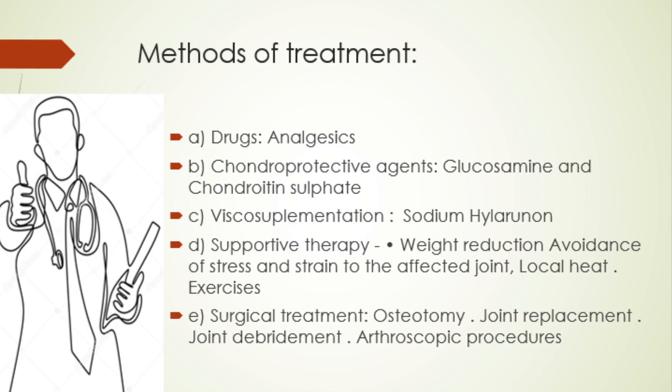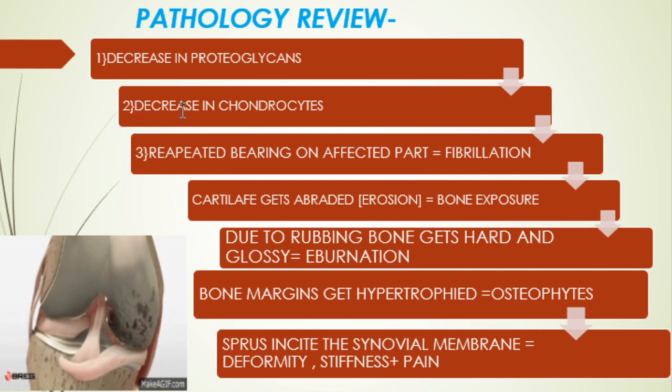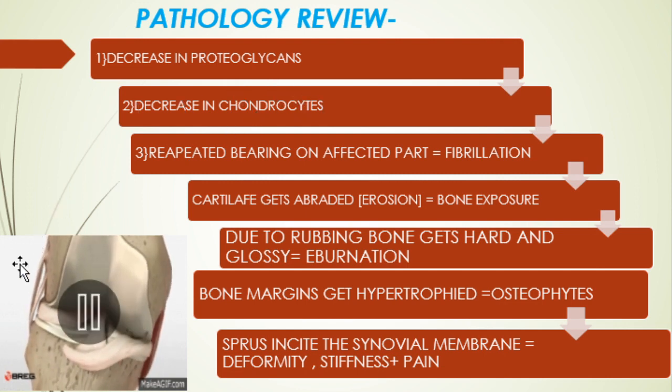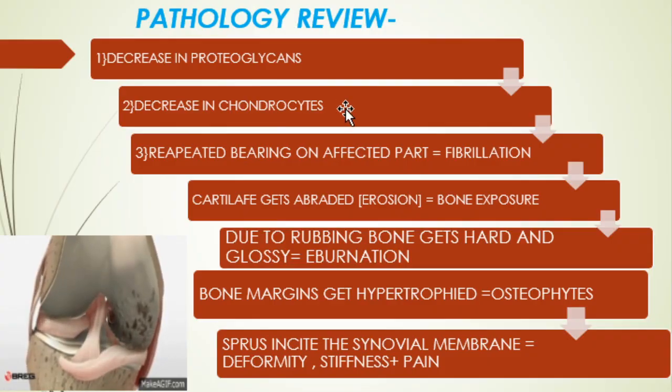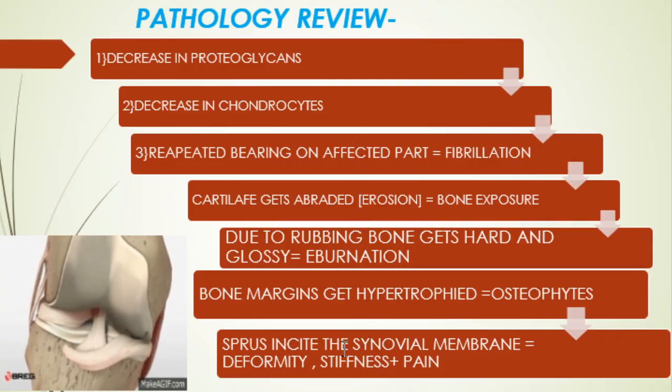And then secondary: drugs like analgesics to reduce the pain, then chondroprotective agents, because the second cause of the disease we have seen is a decrease in chondrocytes. So in treatment we will give the chondroprotective agents, because of which the chondrocytes will be protected, that are glucosamine and chondroitin sulfate. These are the two agents which will protect the chondrocytes and prevent the decrease in chondrocyte number, so it will not progress to the further steps.